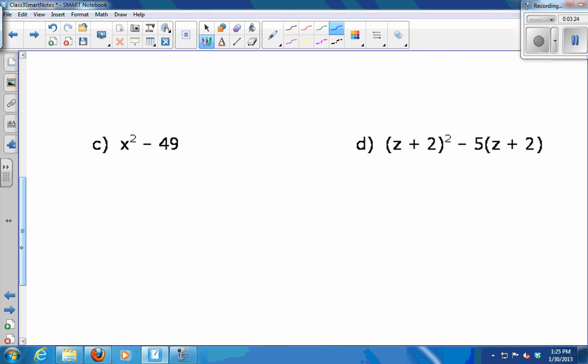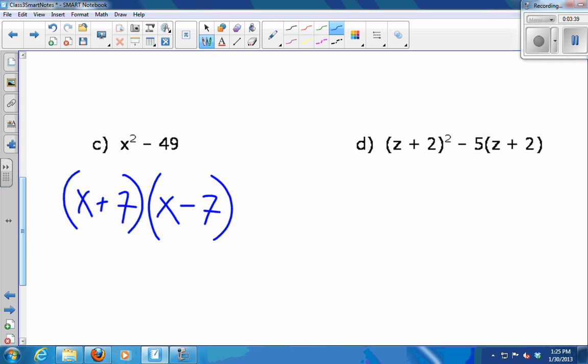All right, how about x squared minus 49? Anyone remember how to factor this? Yeah. Great. So this is the difference of two perfect squares, right? X squared is a square and 49 is the square of 7. So when you have difference of squares, it always factors to x minus the square root times x plus the square root of the number.